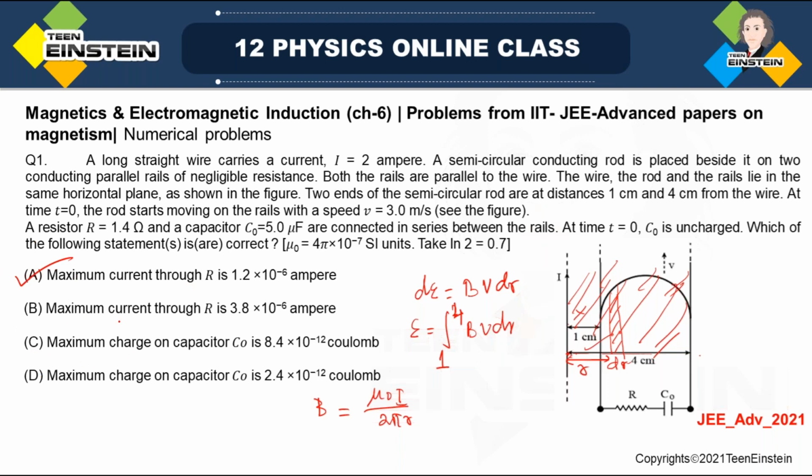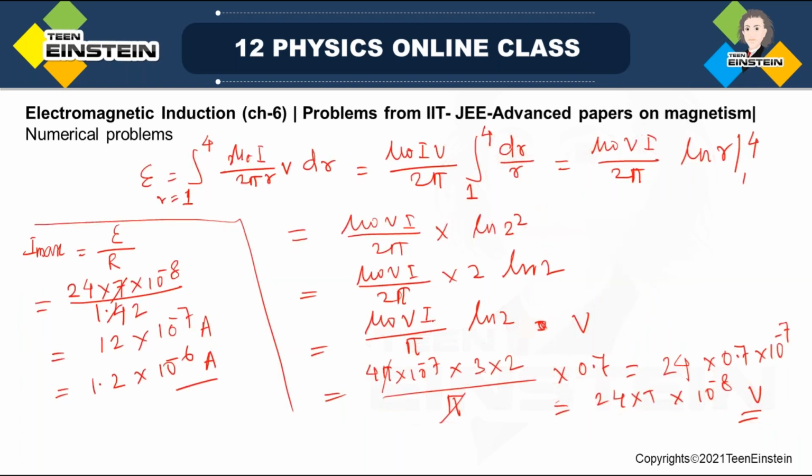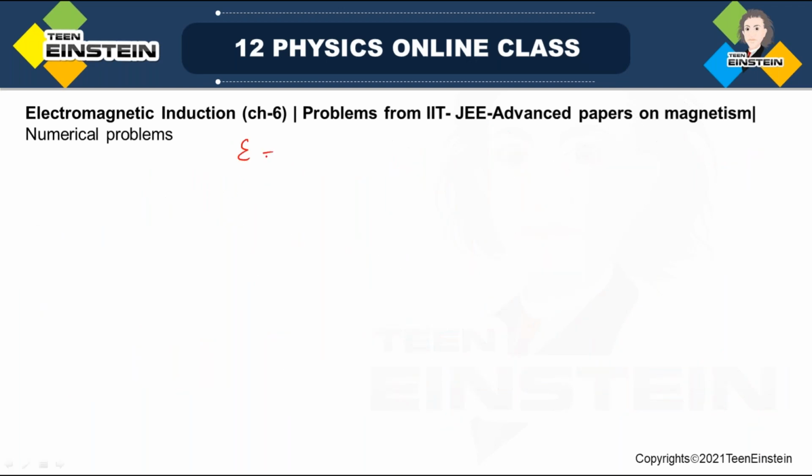Let us see among these two. Regarding current, we have obtained it already. We'll see regarding charges. As I mentioned, I have got the EMF. So EMF we have obtained: 224.7 into 10 to the power minus 8 volt. Current, we have found out the maximum current as 1.2 into 10 to the power minus 6 ampere, and we have these values given.